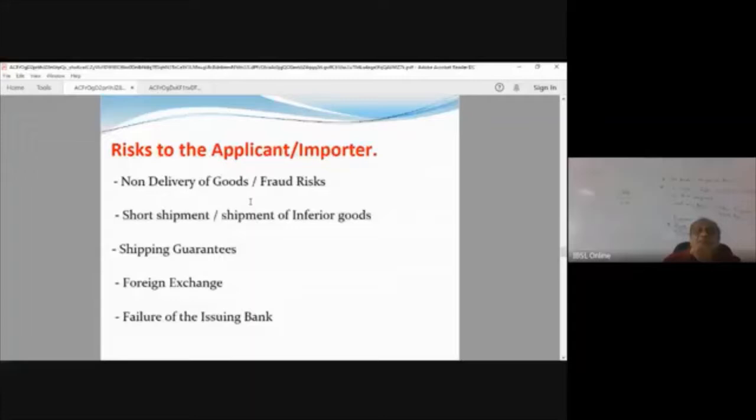Right. Risks to the applicant, the importer: non-delivery of goods, fraud risk, short shipment, shipment of inferior goods, right? Shipping guarantees.